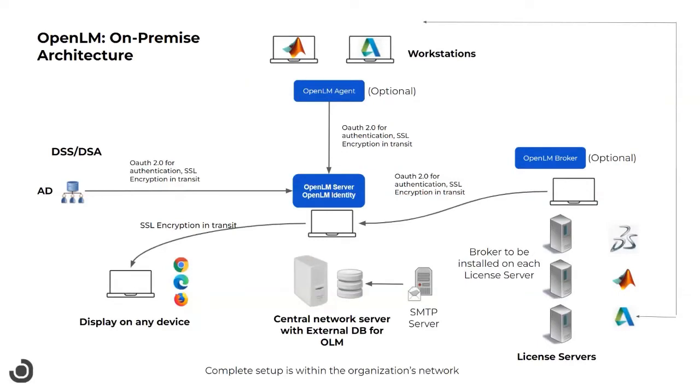Also, if there is any standalone application that you want to monitor using OpenLM, then you need the OpenLM agent to be deployed on the workstation. It connects with the OpenLM server and sends out the information. Again, as the license administrator, you can view the statistics on the user interface of OpenLM. So basically, these are the different components of OpenLM.